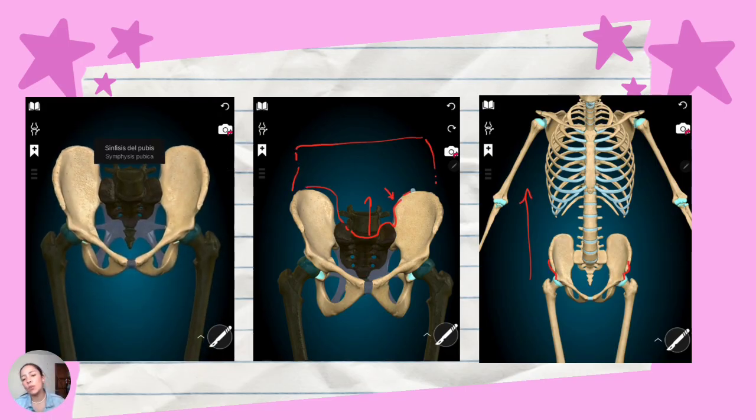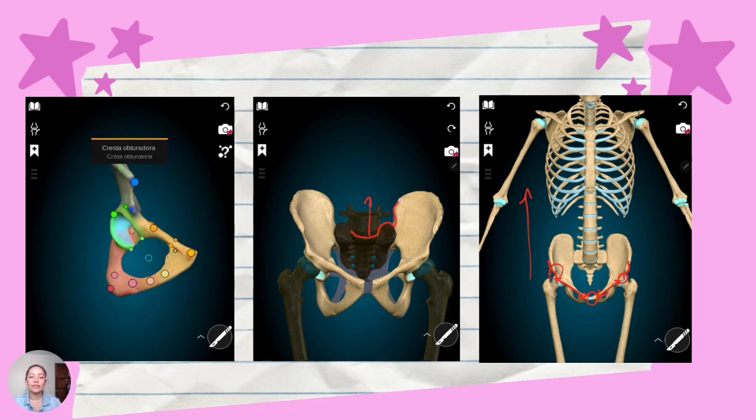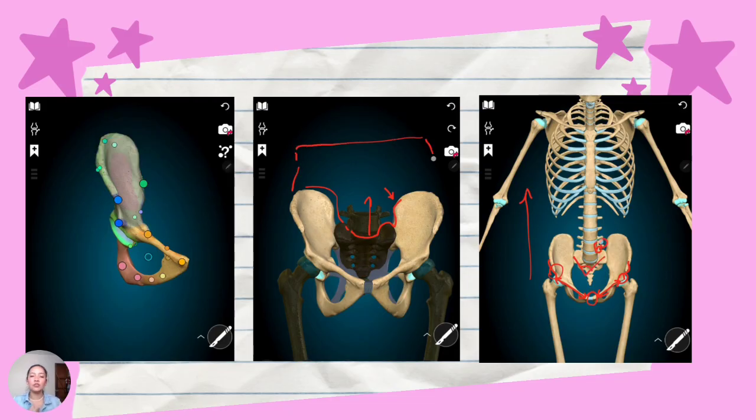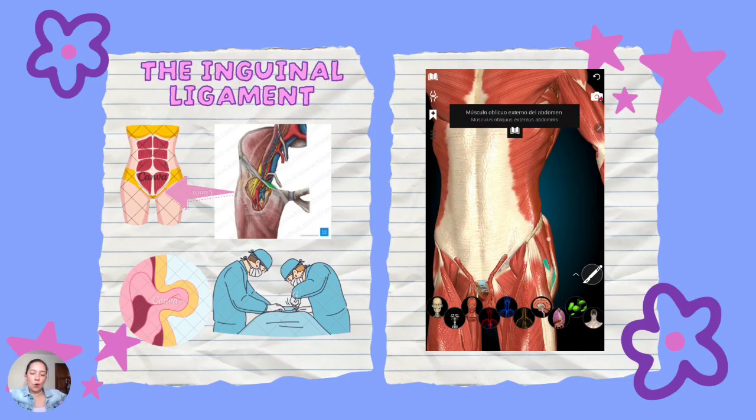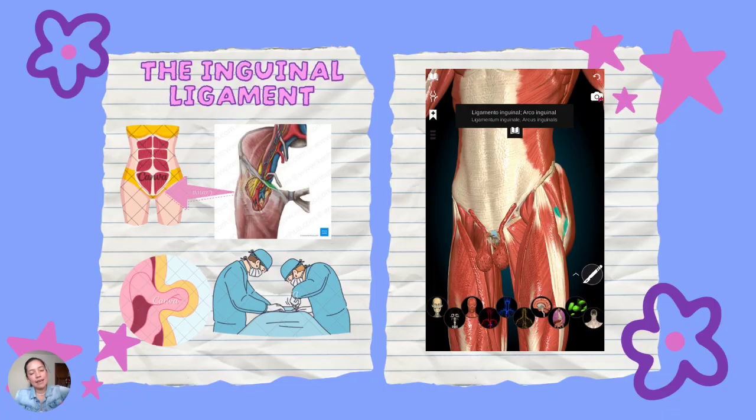And then we have the pubic symphysis. In this part we can also see that it is like a midline point, an anatomical landmark, because many people use this part to find different structures in our body. So now we have an important part that I am going to tell you about, like in the first part of the video: the inguinal ligament.